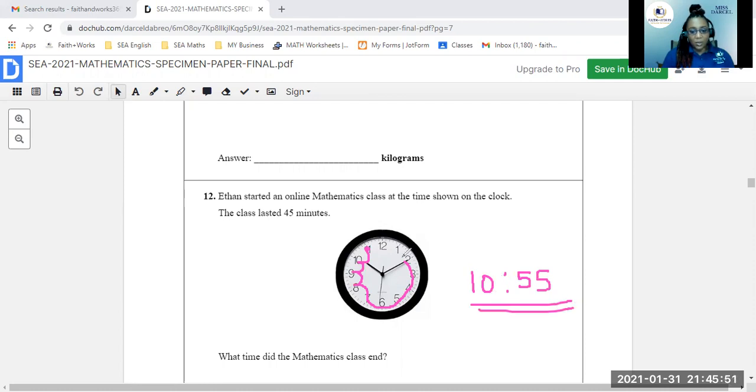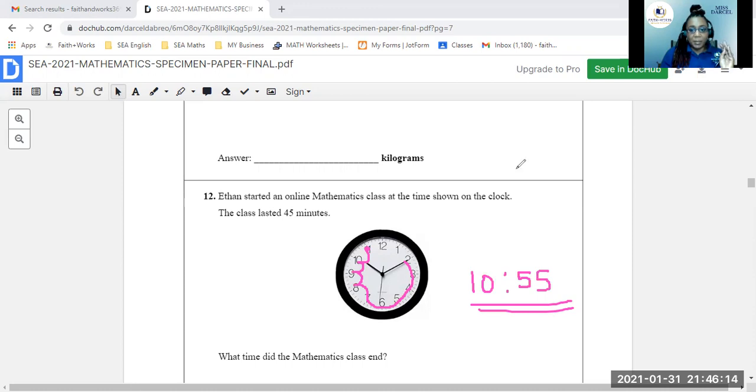All right, so you need to know what the numbers on the clock mean. Numbers on the clock mean hours and they also mean minutes. So it depends on which hand is on which number. If the minute hand is on the number, that means that's minutes. If the hour hand, which is the shorter hand, is on a number, we're looking at the hour.